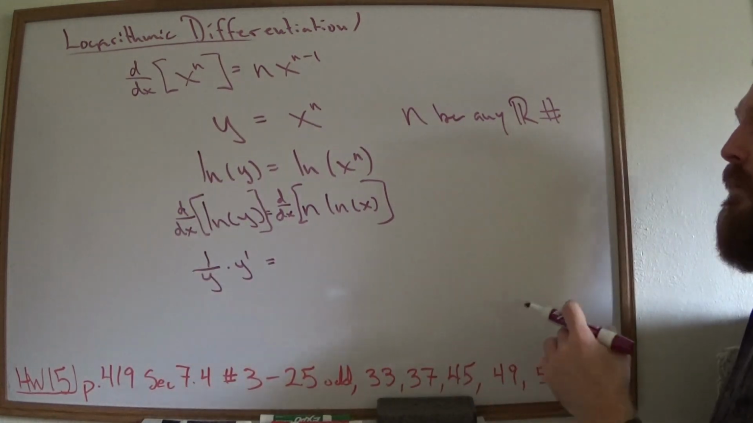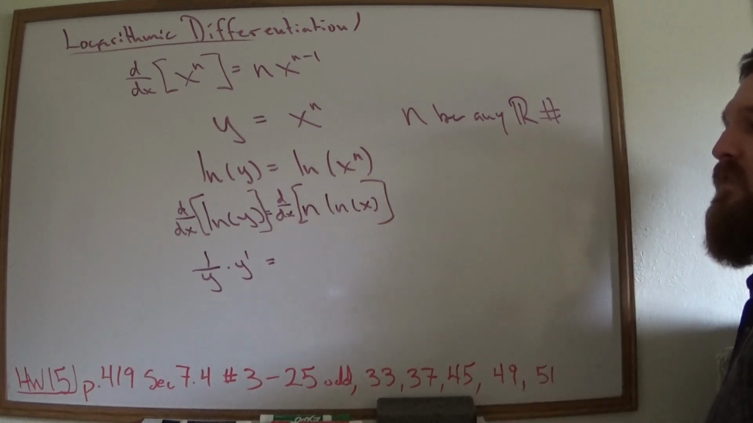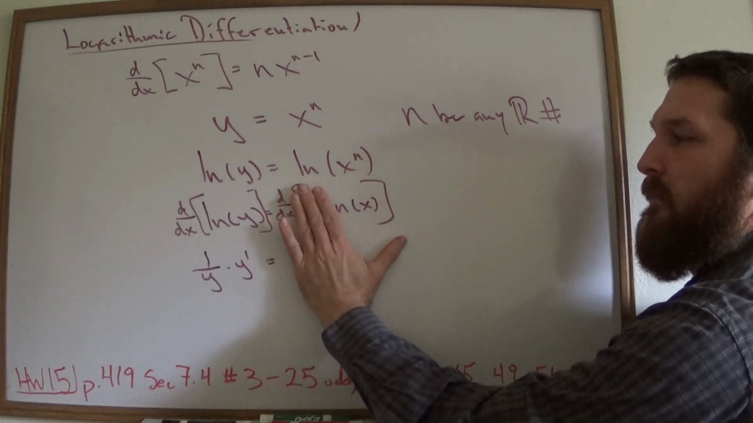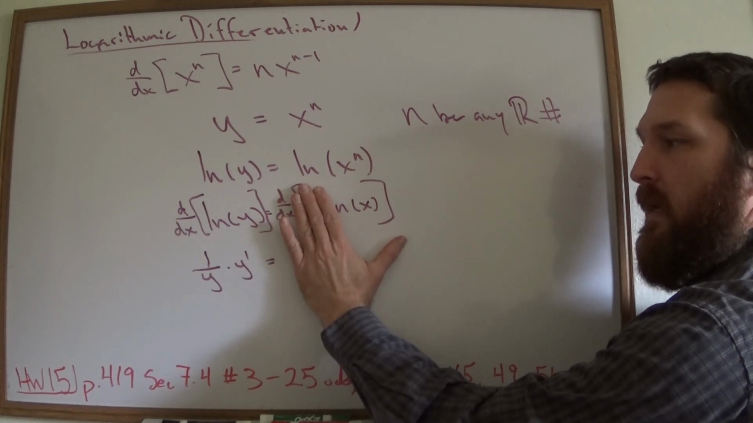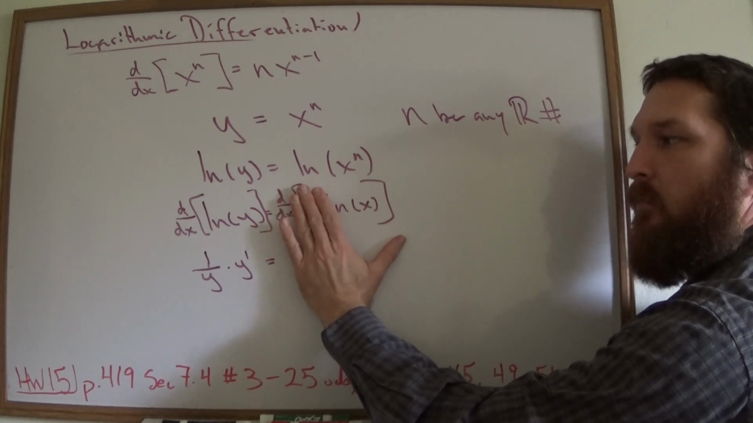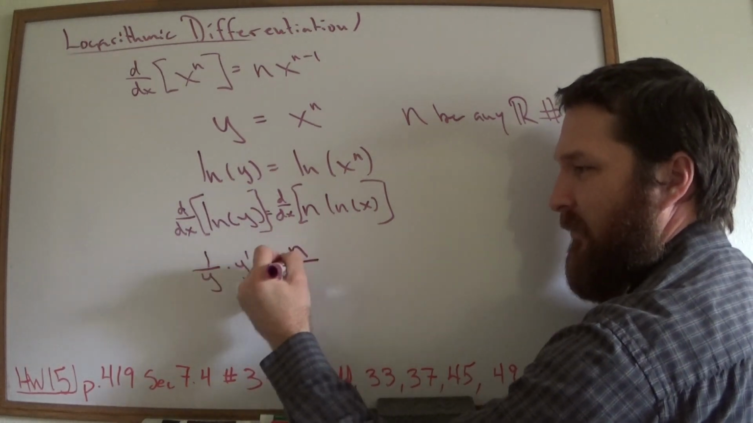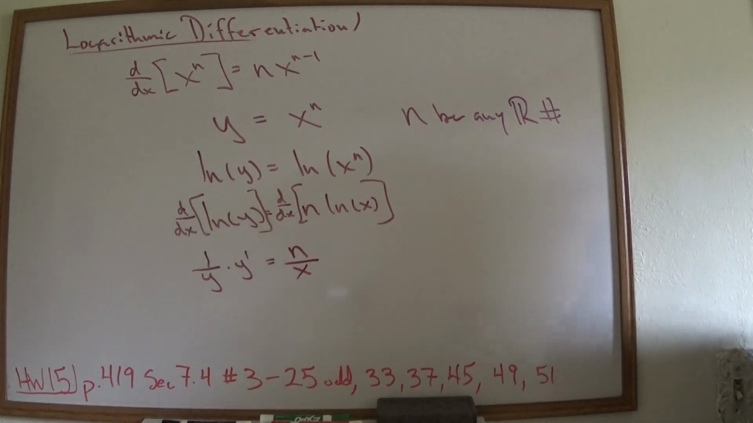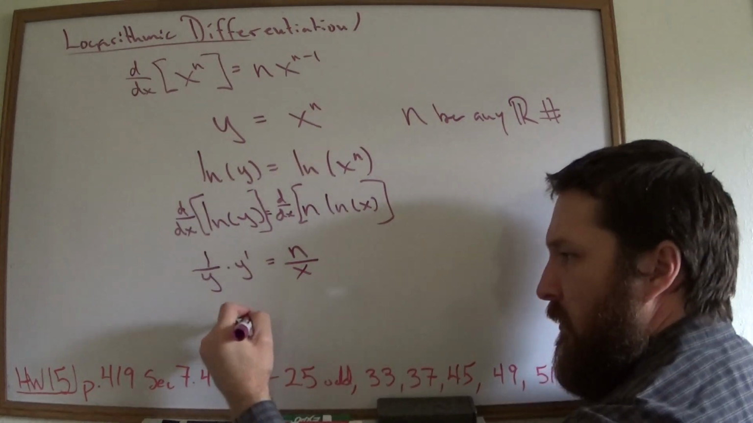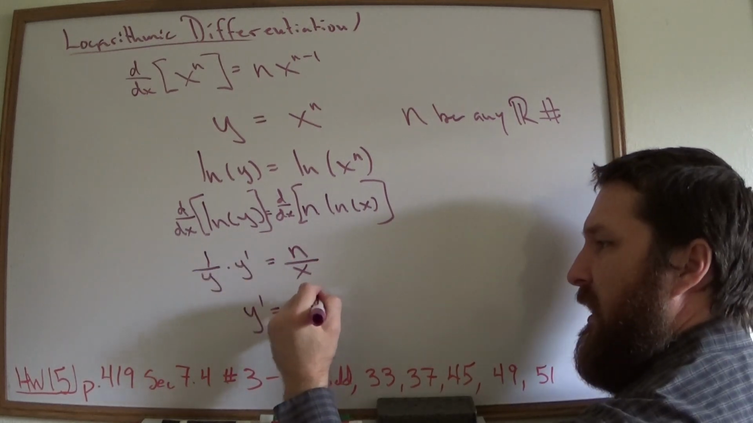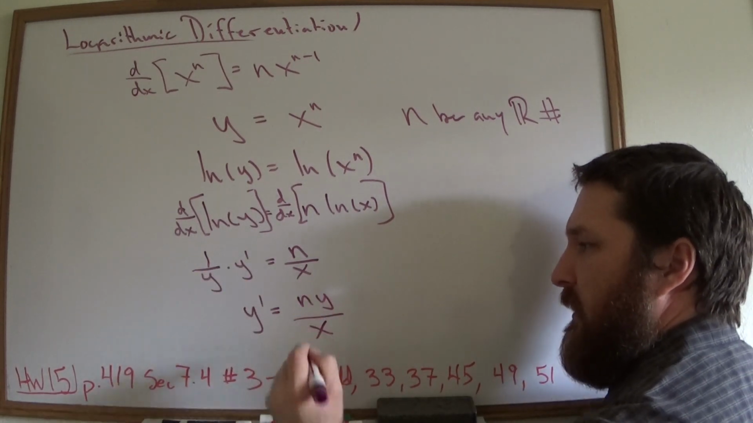So is n a constant? Yeah. So let's forget about him right now. Forget that he's there. What's the derivative of natural log x? 1 over x. Now that you figured that out, bring your constant back in. n times 1 over x, or n over x. Okay, so y prime, I'm going to multiply through, we have ny over x.